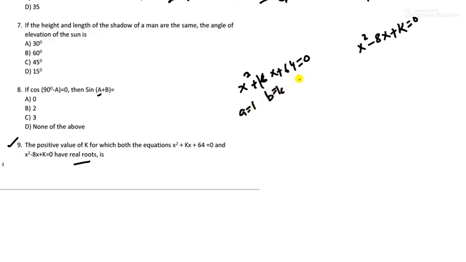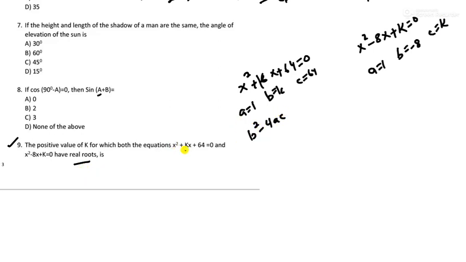So the next question is: the positive value of k for which both the equations have real roots is dash. This is based on the discriminant. x square plus 6kx plus 64 equals 0, and here x square minus 8x plus k equals 0. In the first, a is 1, b is k, and c is 64. Here a is 1, b is minus 8, c is k. So use the discriminant formula, b square minus 4ac.